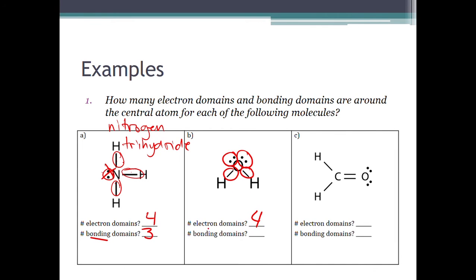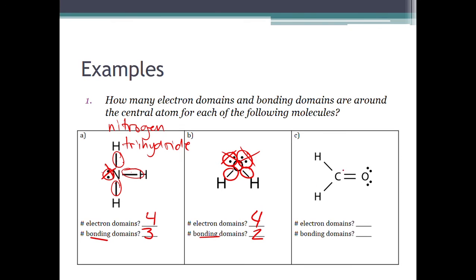However, for bonding domains, we are not going to count this lone pair because it's not a bond, and we're not going to count this lone pair because it's not a bond. So we have 2 bonding domains. 4 electron domains, only 2 of them are bonding domains.